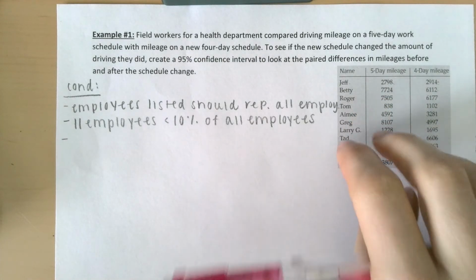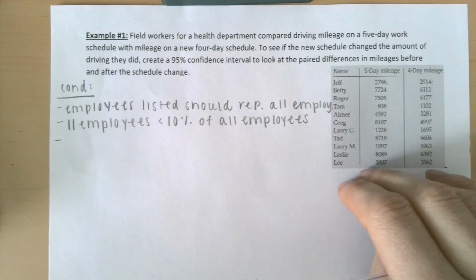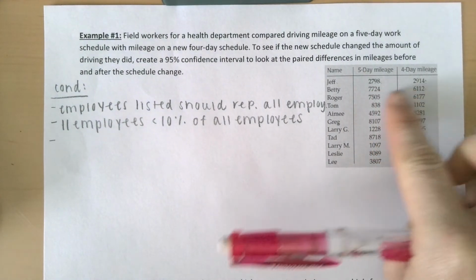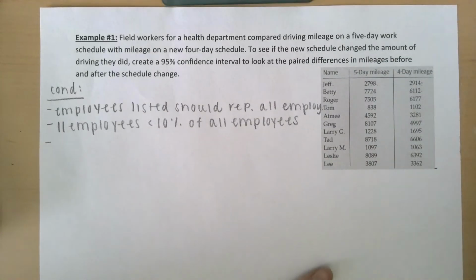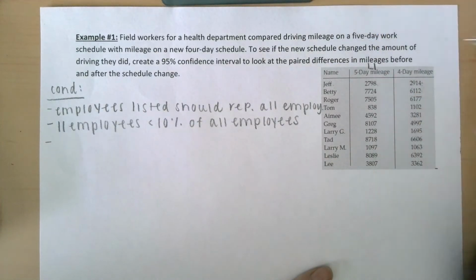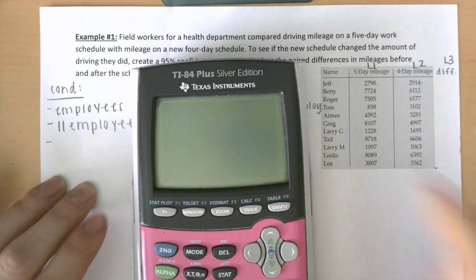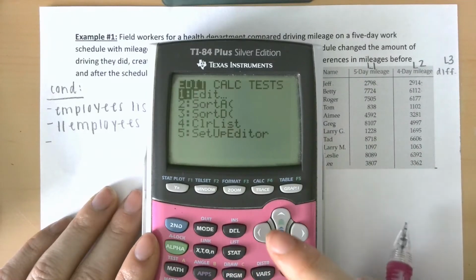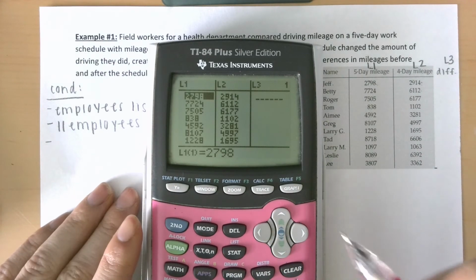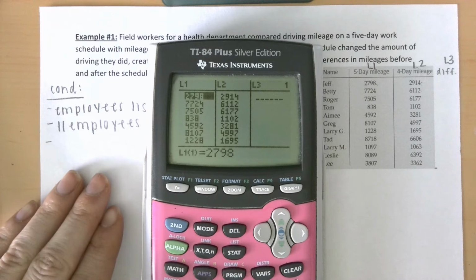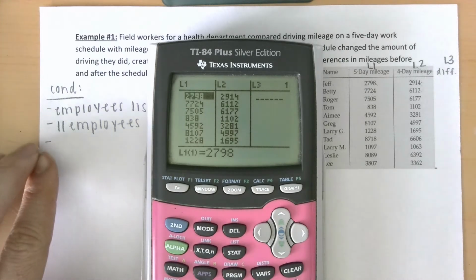Okay, because I'm looking at dependent data, what I really want to do is start with finding the differences between these values. So in my calculator, I'm going to type in all of their 5-day mileage into L1. I'll type the 4-day mileage into L2. And then what I'm going to do is find the difference here, and I'm going to put that in L3. So let's start with typing in the data we have. Go ahead and go to Stat, Edit. I already have my data typed in here, so go ahead and pause your video to give yourself a few minutes to type in that data.